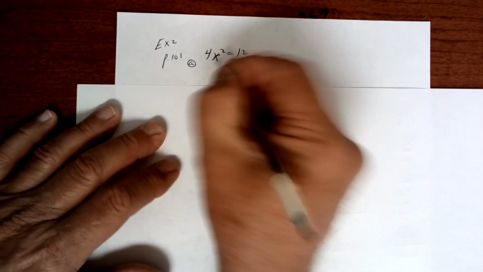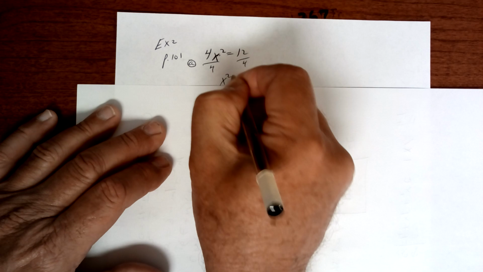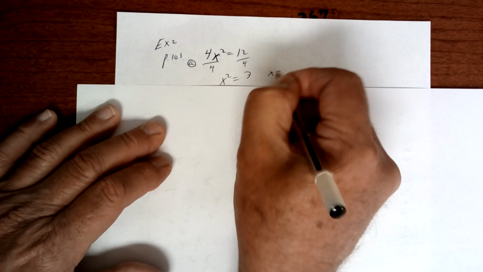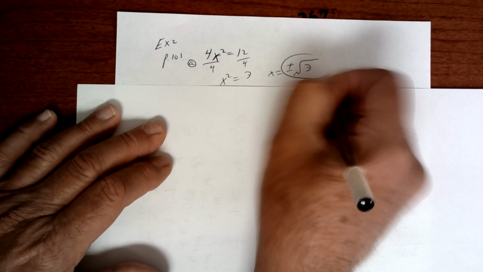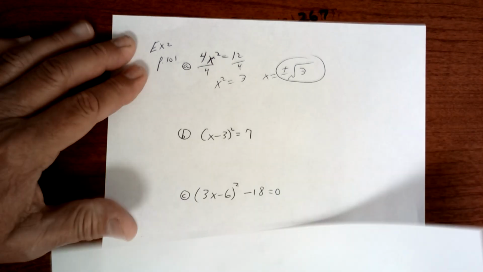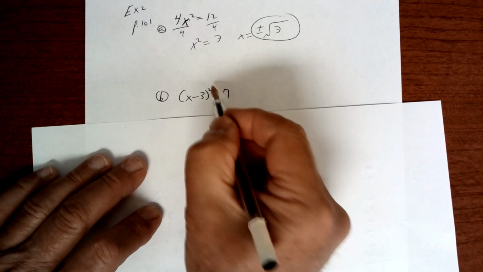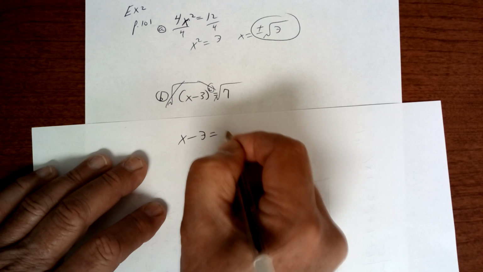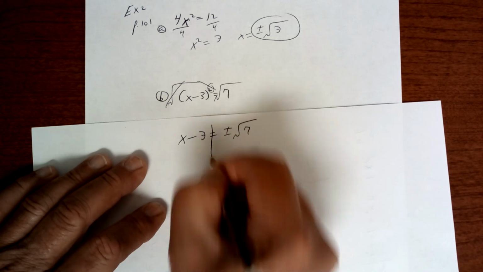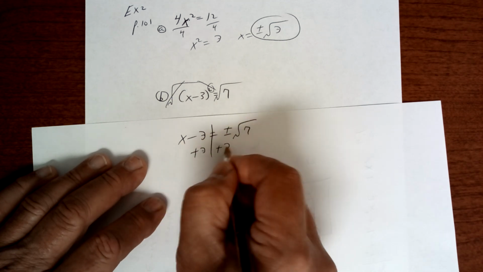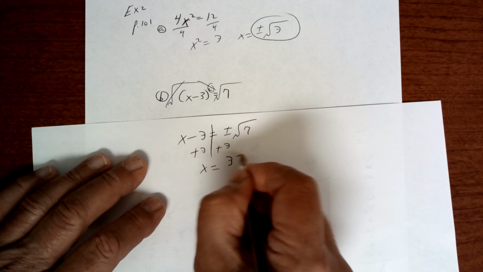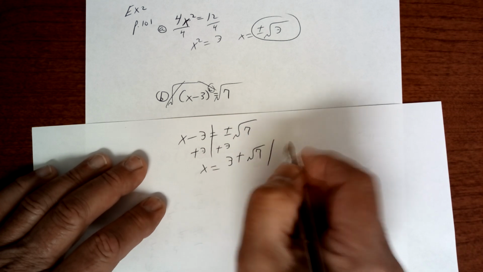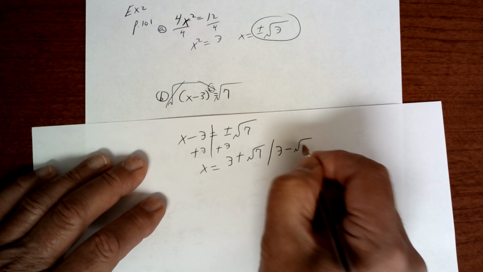The next problem here, to work this equation, copy that down, you're going to divide by 4. So you're going to get x squared equals 3, x is equal to plus or minus the square root of 3. That gives you two answers there. This one right here, to get rid of the square, you're going to do the square root. So you're going to get x minus 3 equals plus or minus the square root of 7, and then you're going to add 3 to both sides. So you're going to get x equals 3 plus the square root of 7 and 3 minus the square root of 7. A plus and a minus.